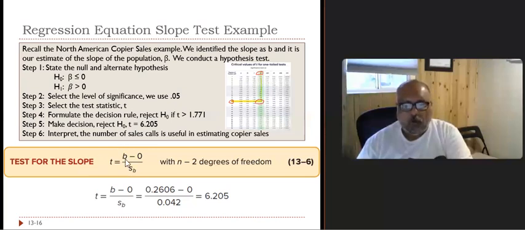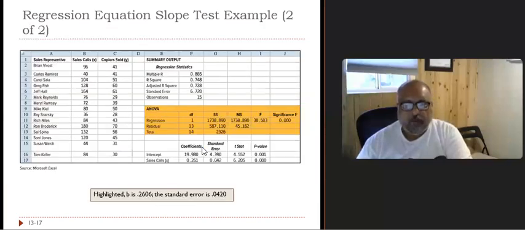So then we interpret. First of all, we can find the value of the slope by using this formula, and degrees of freedom by n minus 2, and we can find the t value, which gives us 6.205. And we can also use Microsoft Excel to help out with finding the value of b, the slope of the line, and the standard error.